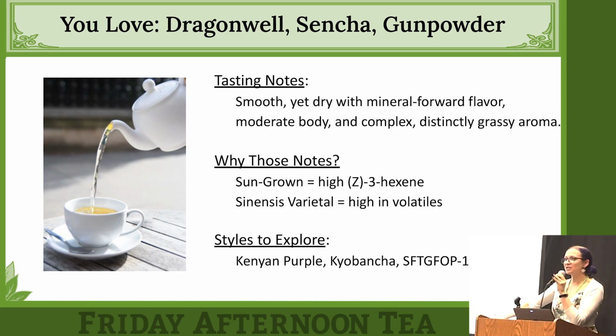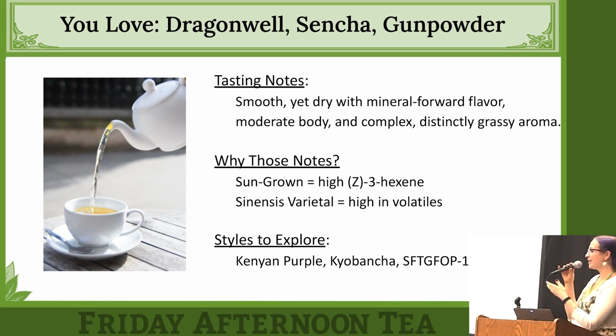And here's a bunch of letters and numbers. Okay, so SFTGFOP-1, by which I mean superfine tippy golden flowery orange pico first flush. This is a classification that usually applies to Darjeeling black teas. You can sometimes find a green one. If you love sencha and you encounter a green Darjeeling with that many letters after its name, you want that tea, I promise you. So there you go.